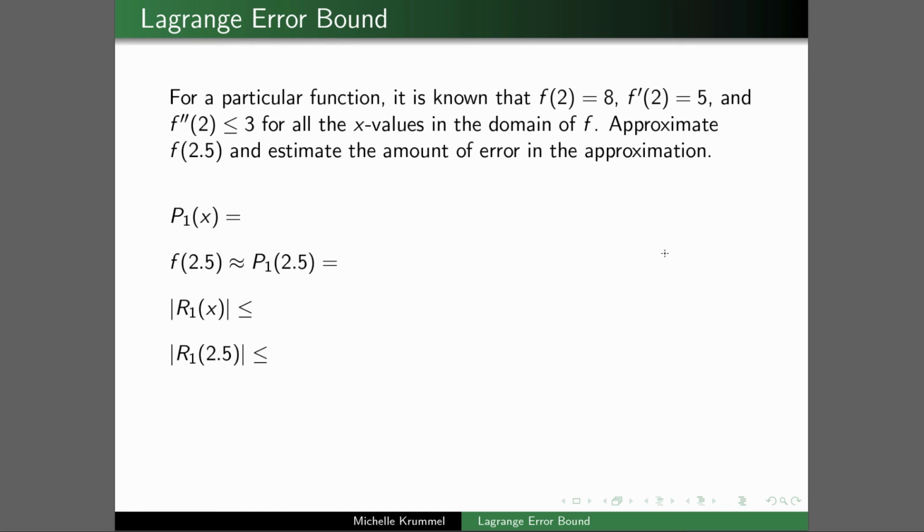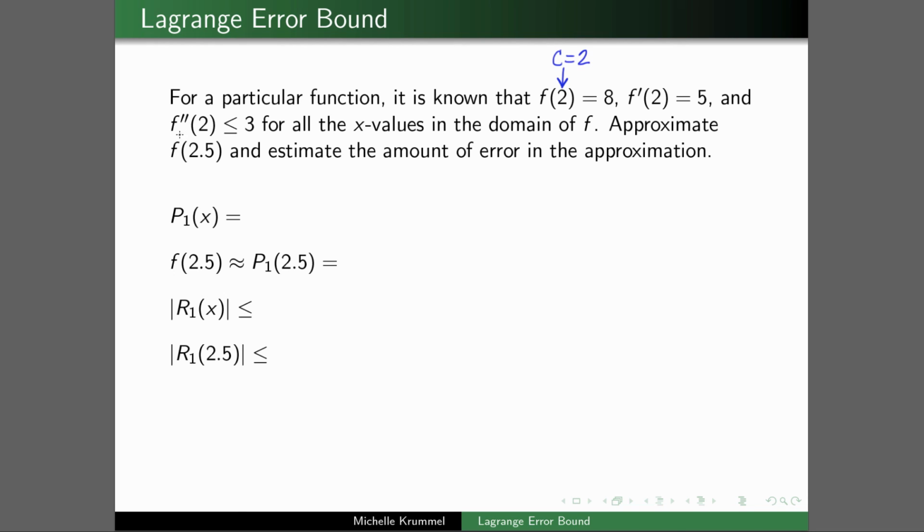In our last example, we have a function f. We're told that f of 2 equals 8, f prime of 2 equals 5, and f double prime of 2 is less than or equal to 3 for all the x values in the domain of f. We're asked to approximate f of 2.5 and estimate the amount of error in the approximation. We're not specifically told what degree Taylor polynomial to use, and we're not specifically told the center. But looking at the information given, we can see that we should use 2 for the center.